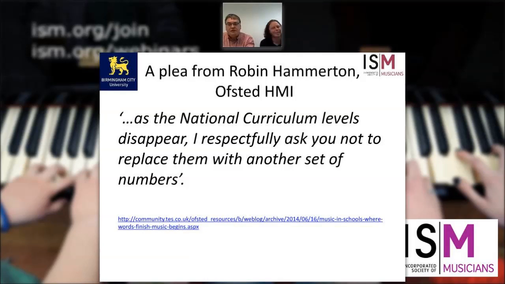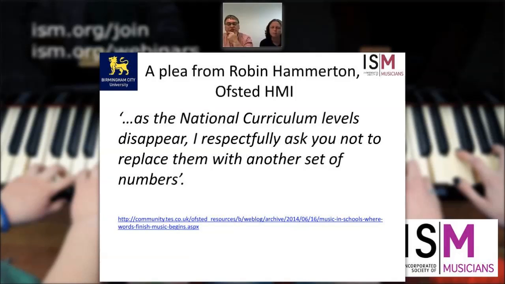I think there's a really important statement here from Robin Hamilton from Ofsted. As the national curriculum levels disappear, I respectfully ask you not to replace them with another set of numbers. I've had so many conversations with teachers who basically have asked me to reinvent the national curriculum levels in a different way. And I think it's important that if they're being taken away, that we don't just put them back in a different way, just calling them something else. I think the same problems will be going.